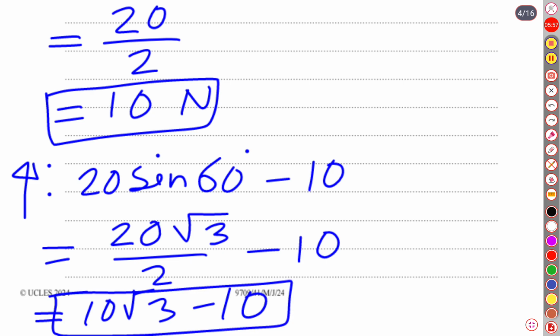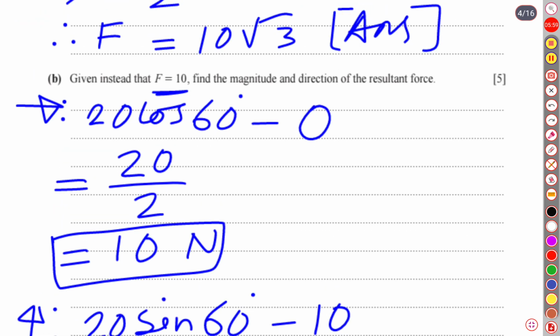Then let's have a look at the question. What does the question say? The question told us to find the magnitude and direction of the resultant forces. There are two major parts of the solution. So first of all, we will find the magnitude. Now, how to find the magnitude?